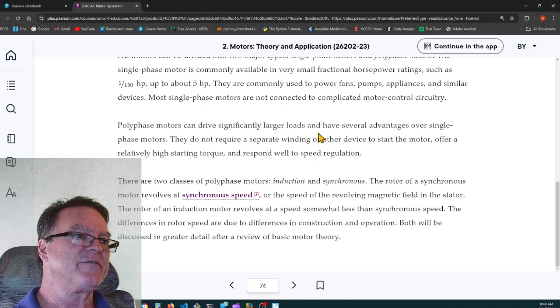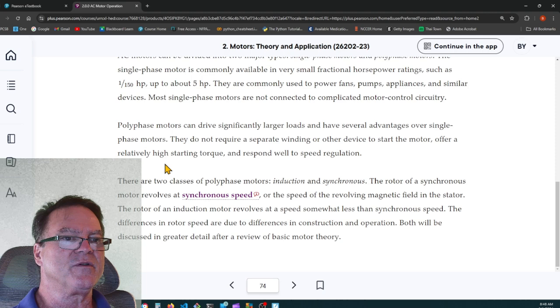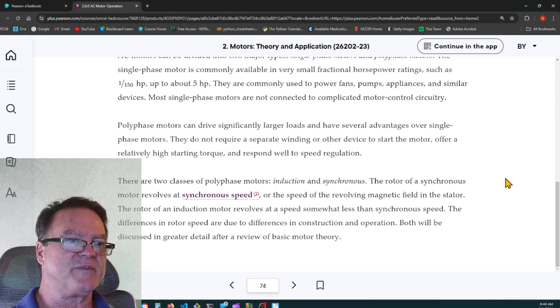Polyphase motors can drive significantly larger loads and have several advantages over single-phase motors. They do not require a separate winding or other device to start the motor, offer relatively high starting torque, and respond well to speed regulation.